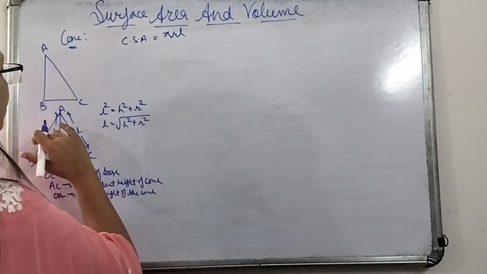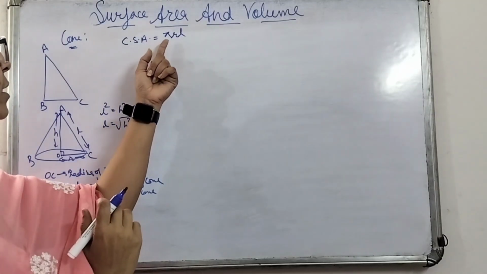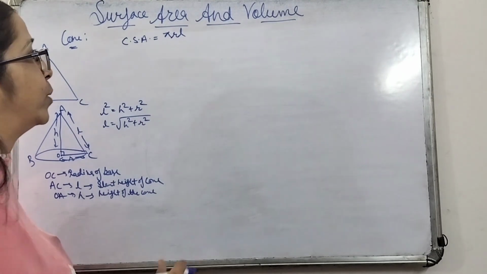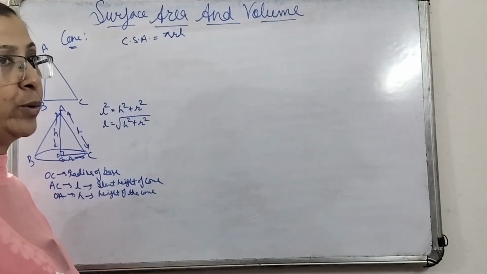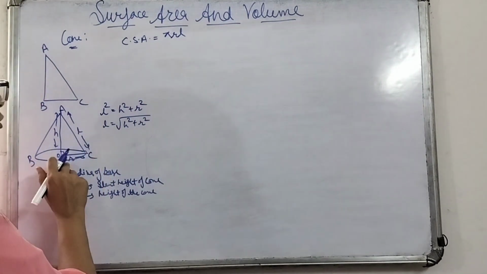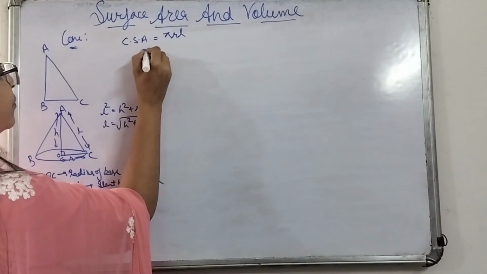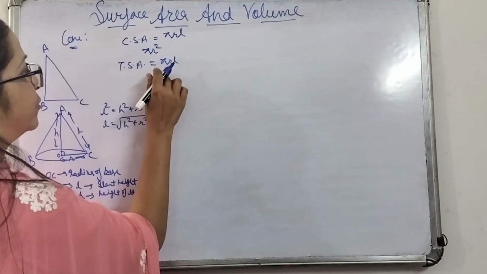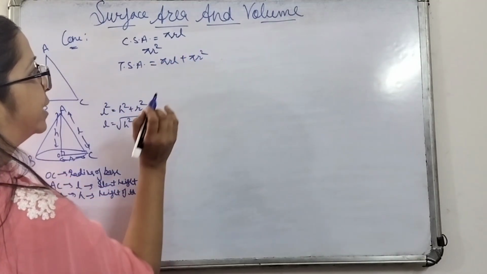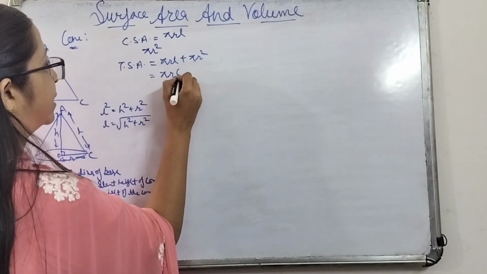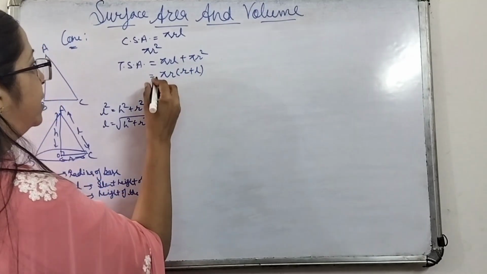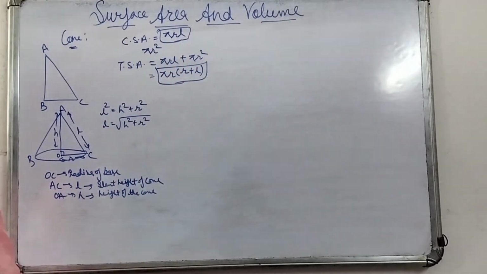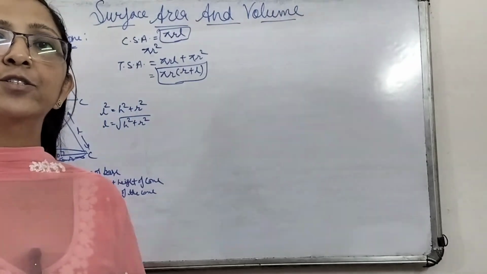So the curved surface area of the cone is given by pi r L. R is the radius and L is your slant height. Pi is the constant whose value we will be taking as 22/7 or 3.14 as per given in the question. And the bottommost face, the flat face, is circular, so its area will be pi r square. So total surface area will be curved surface area plus area of the base, that is pi r square. So pi r could be taken common. It will be pi r times (r plus L). This will be the total surface area of the cone, and this will be the curved surface area of the cone. Using these formulas we can solve the questions.